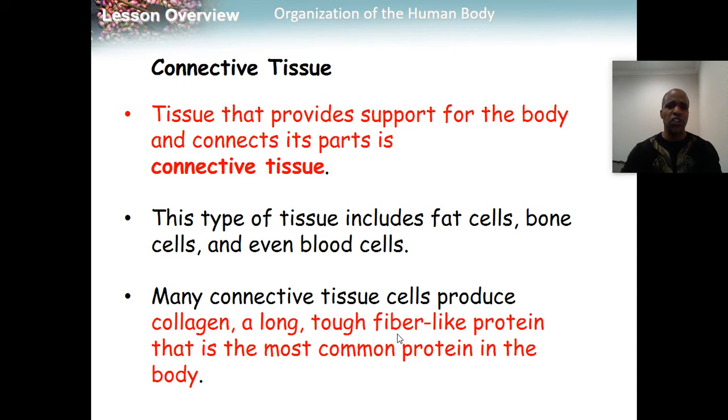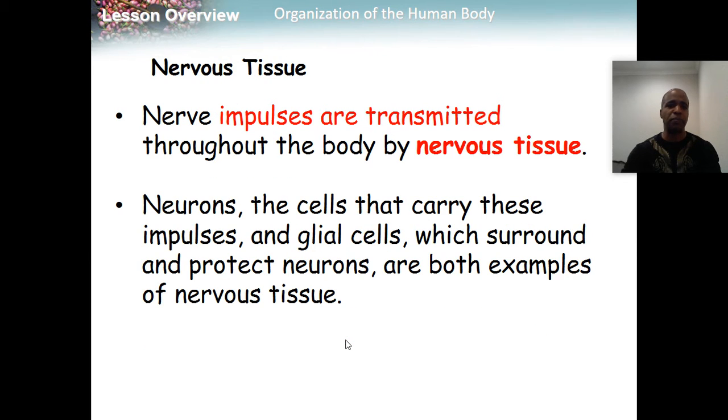Connective tissue. Tissue that provides support for your body and connects its parts is called connective tissue. This type of tissue includes fat cells, bone cells, and even blood cells. Many connective tissue cells produce collagen, a long, strong, fiber-like protein that is the most common protein in the human body.